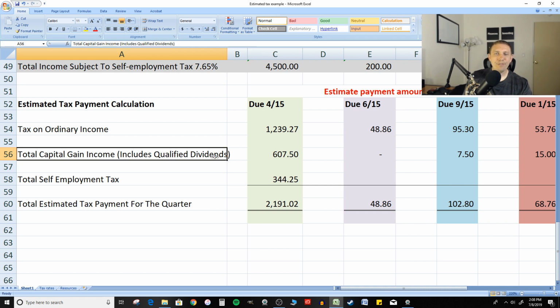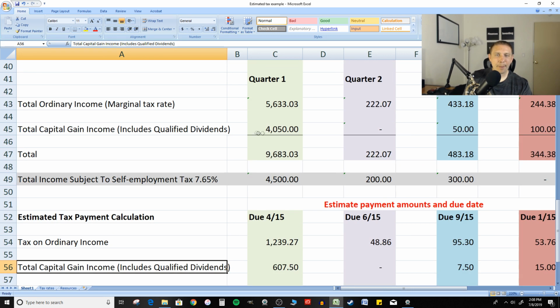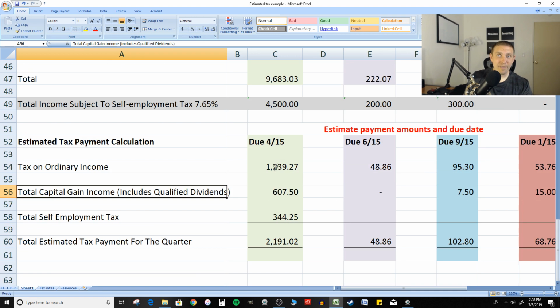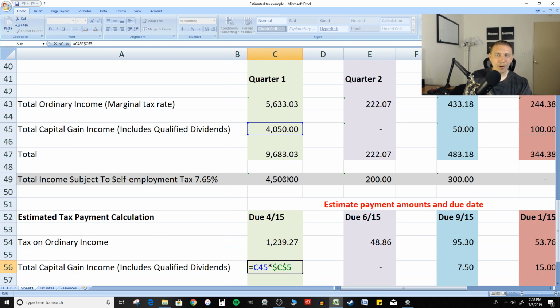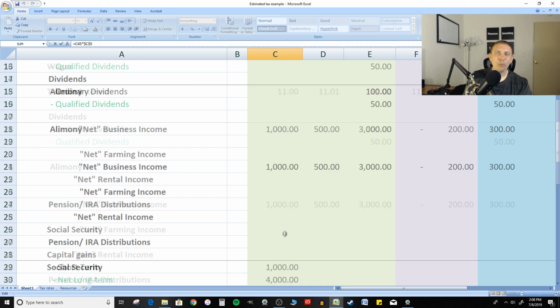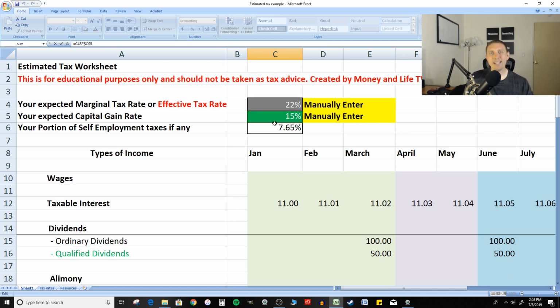The next thing this spreadsheet does is look at our capital gain income, right? So we know we had $4,050 in capital gains with our qualified dividends included. What this does, guys, is it takes this number and multiplies it up above by our capital gain rate, which in this case, we're saying that's 15%.